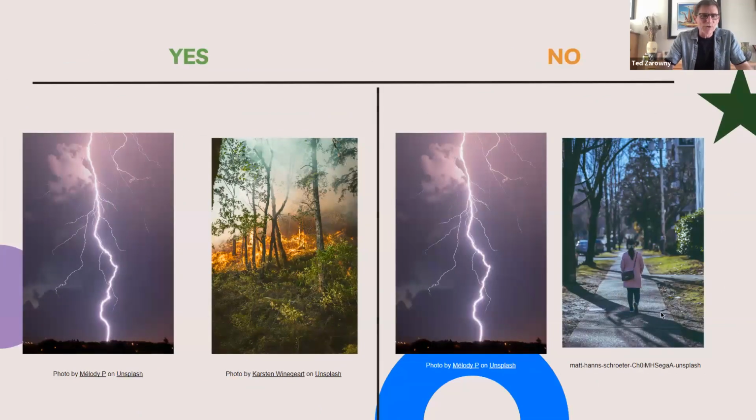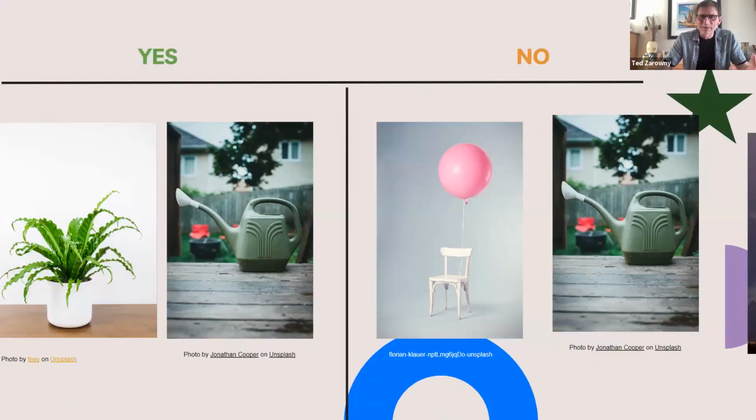So I've got an example, two pictures there, two things happening. Yes, that's an example of what I have in mind. I won't say what it is right now. It's a relationship, but there's something that that group of pictures has in common that the next group doesn't have. So we've got a lightning and a forest fire, lightning and a person walking. What seems to be happening here?